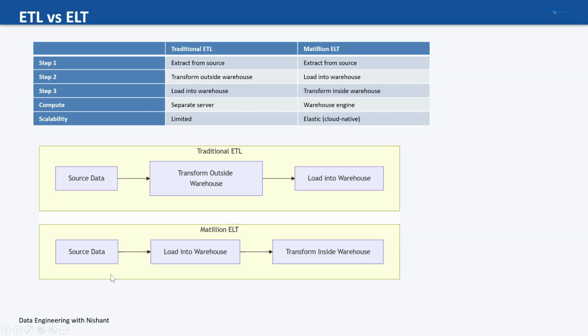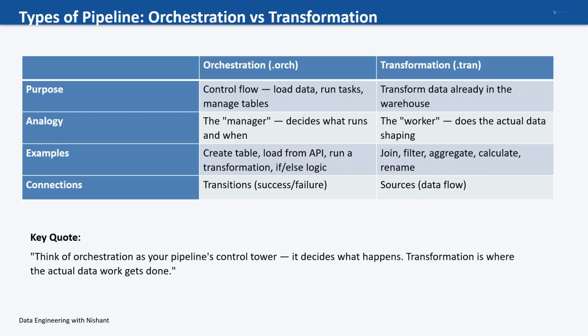So let's move on to orchestration and transformation pipelines. Let me explain it this way: just think of orchestration as a project manager. For example, if I have to lead my team, what would be my instructions? A project manager won't do the actual work. Instead, they coordinate: first we create the table and then load the data from the APIs, and if that succeeds, we run the transformation. If it fails, we send an alert.